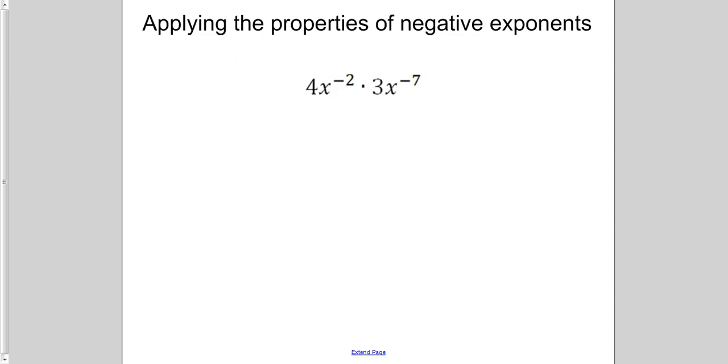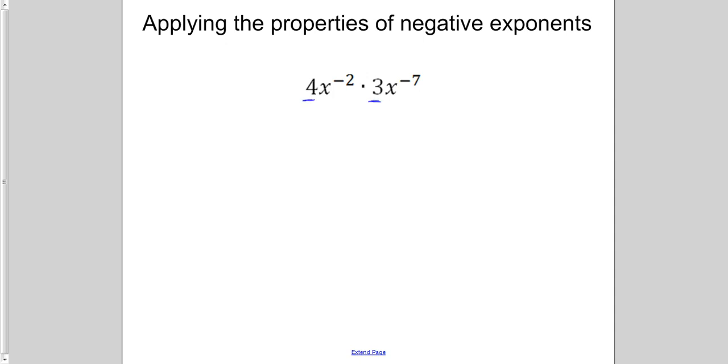Let's take a look at how we apply our properties of negative exponents. We're going to do this using the multiplication, division, and power rules that we learned in the last video. Here we've got 4x to the negative 2 times 3x to the negative 7. We multiply these together just like what we did in the previous video.